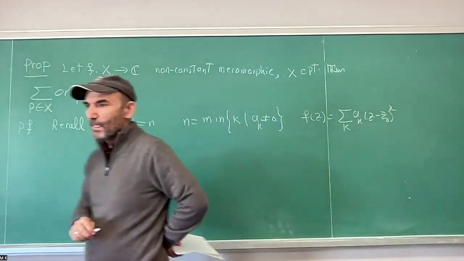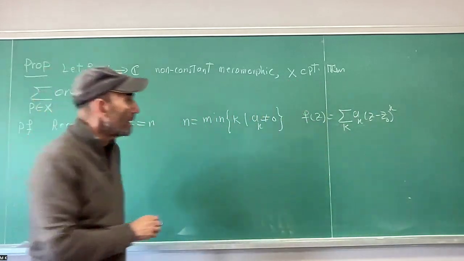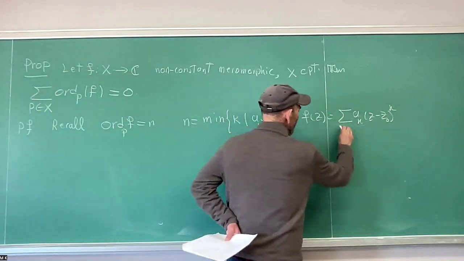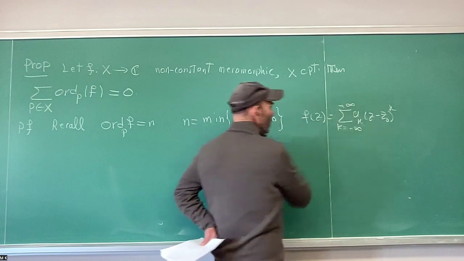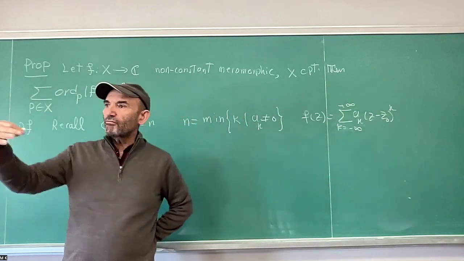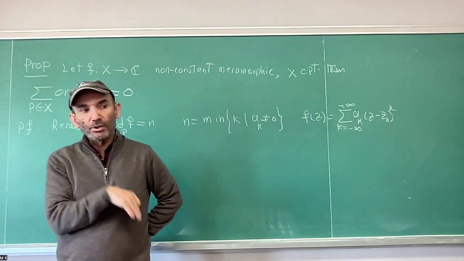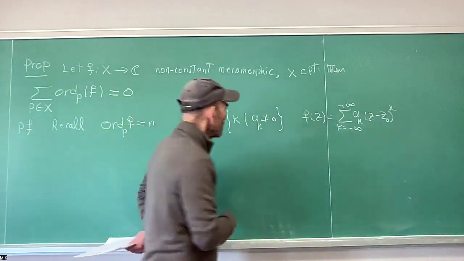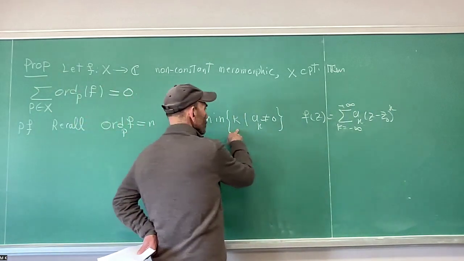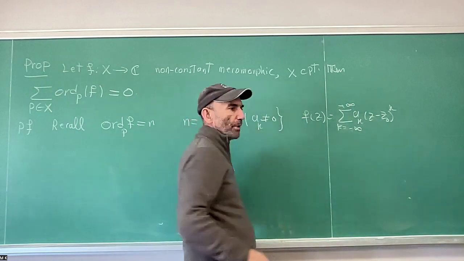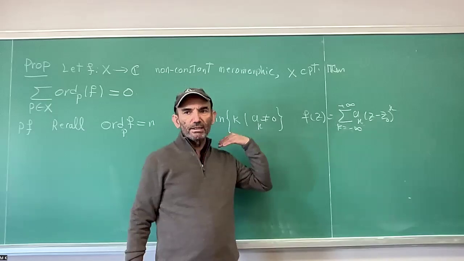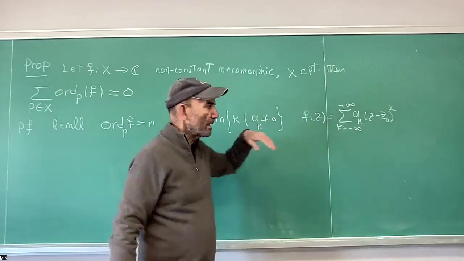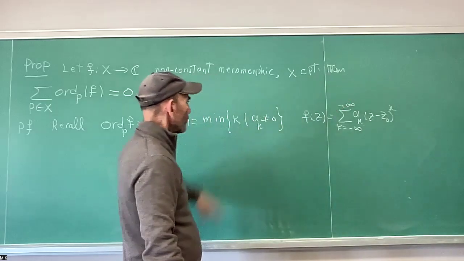Where does k come from? k goes from negative infinity to plus infinity, but because f is meromorphic, only finitely many negative terms exist. It only goes up to finitely many negative terms. And this is the smallest such k where a_k is different from 0. Basically, it's the first term that's non-zero. The series starts with that and then goes all the way up, right? And that's the order of the function.